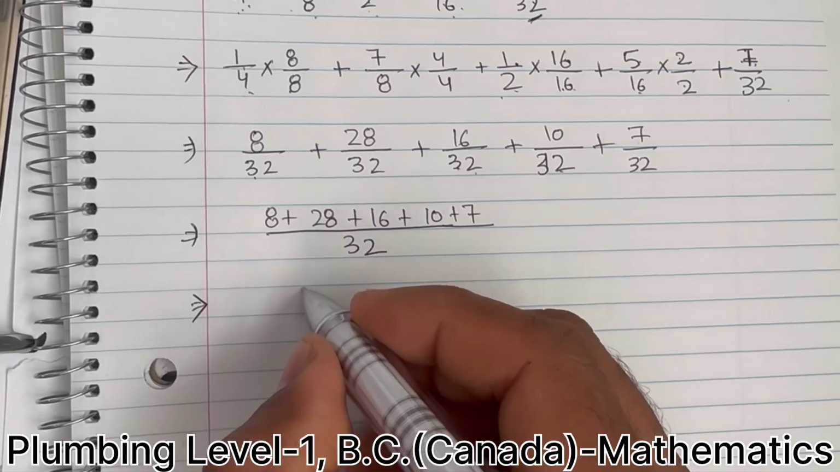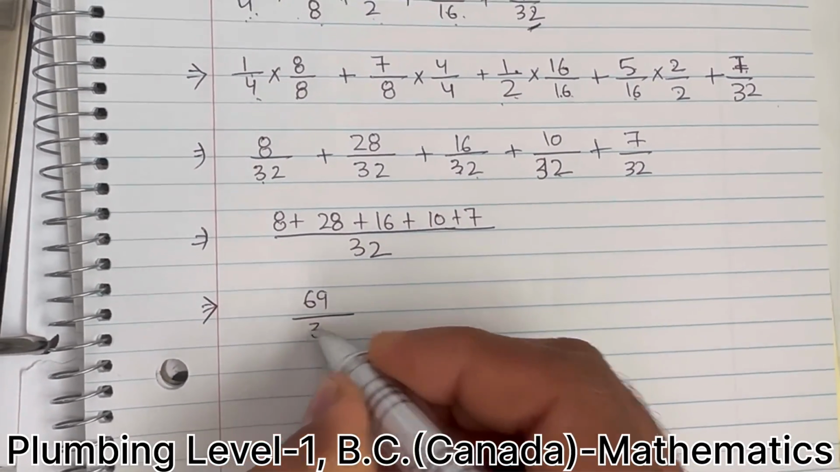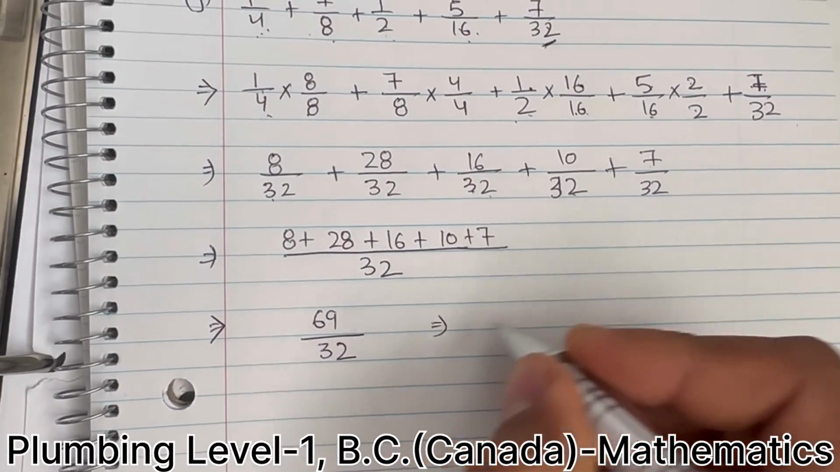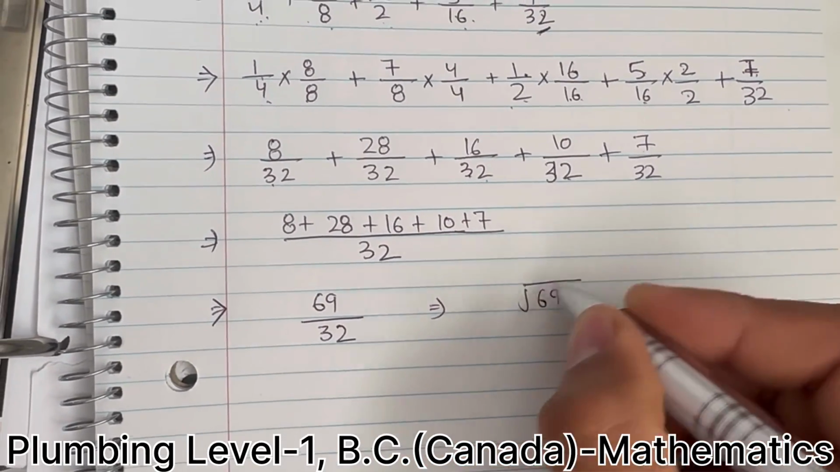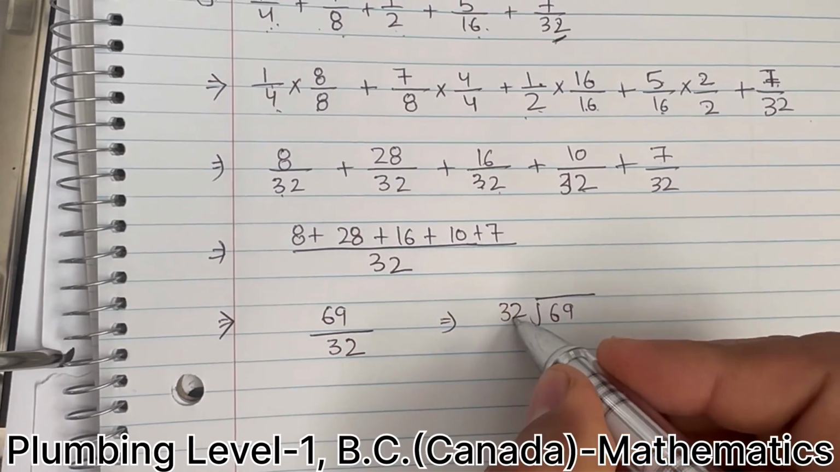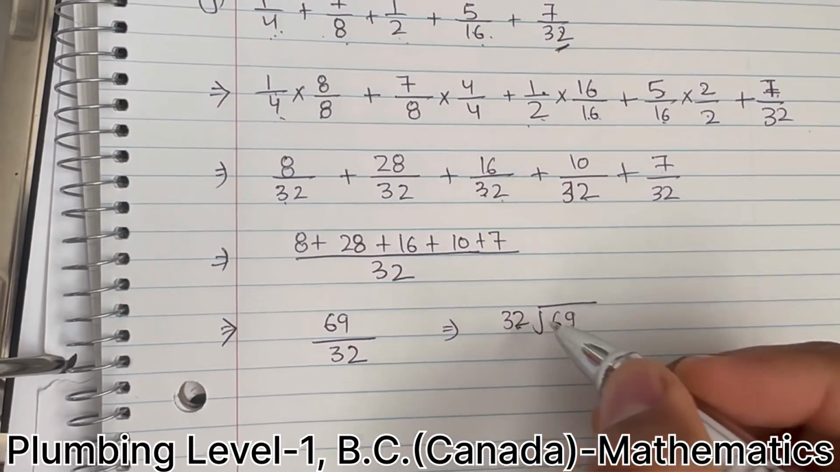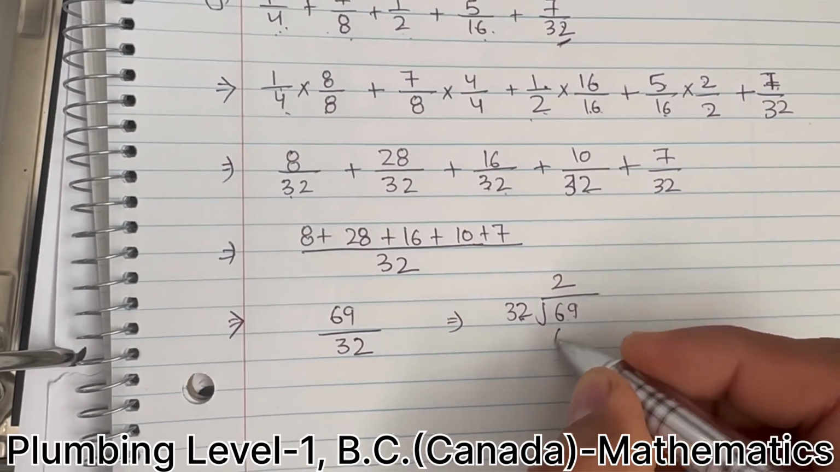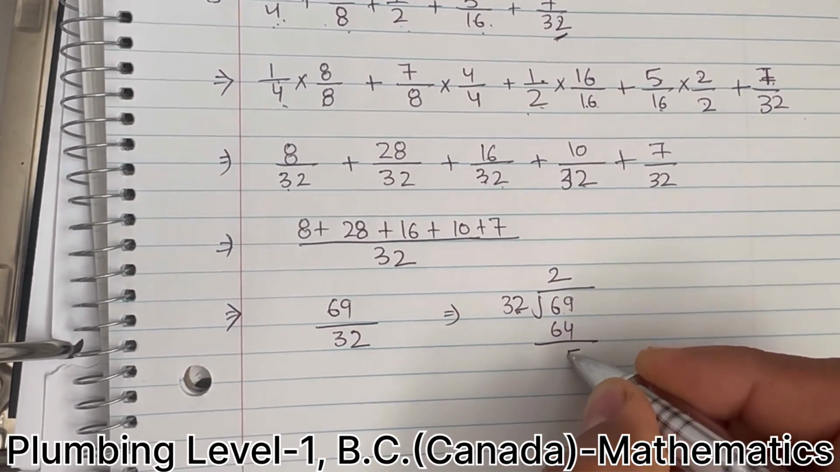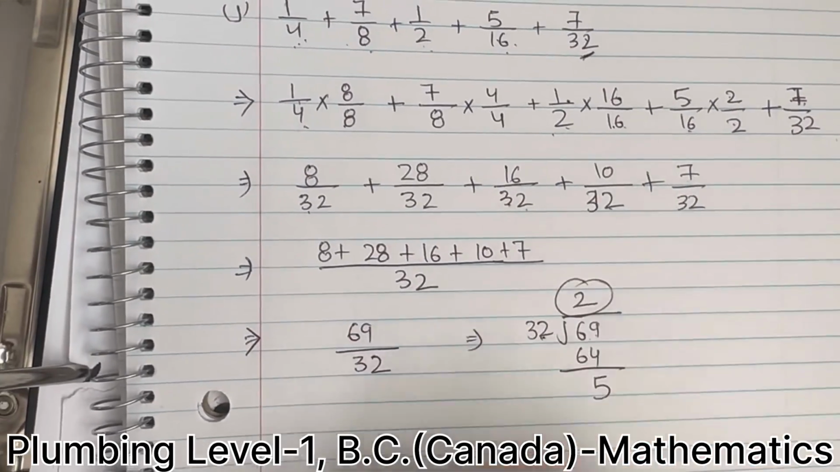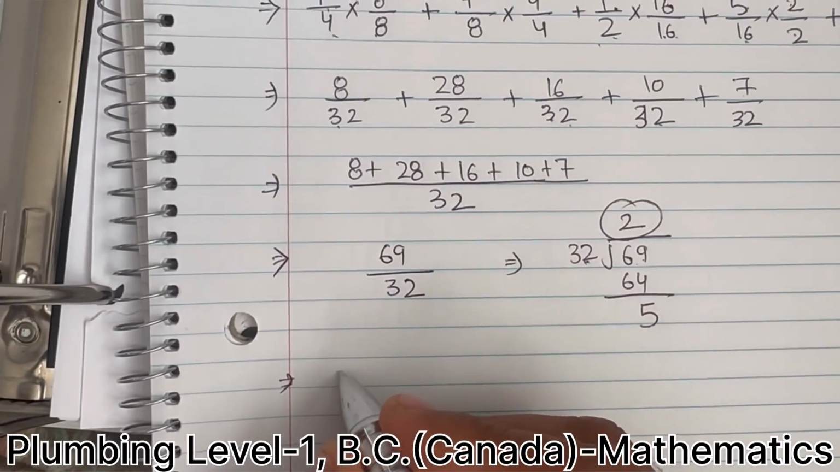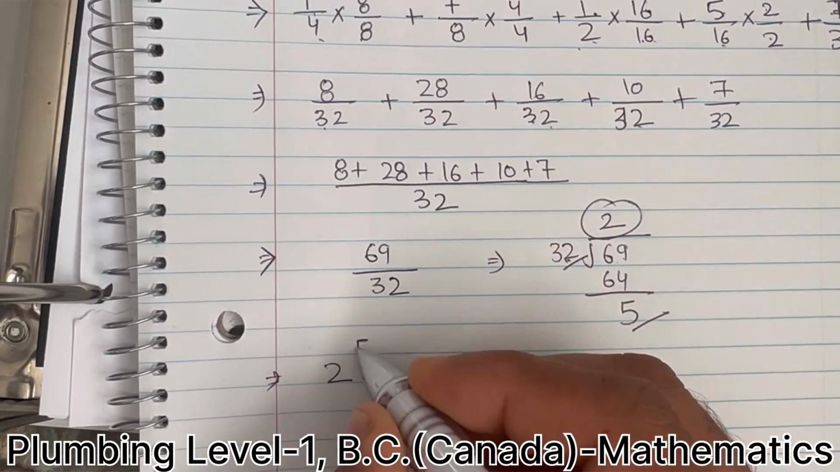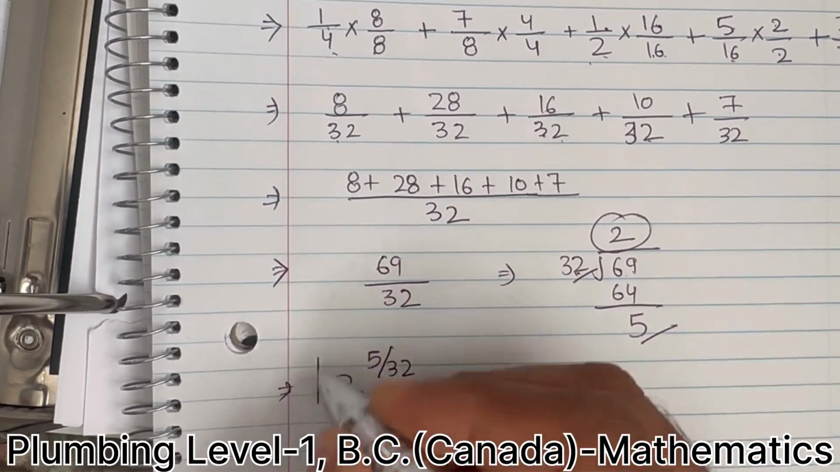The result will be 69 by 32, and now we have to change it to a mixed fraction. Then we can divide 69 by 32. 32 times 2 will be 64, and then we are left over with 5. Now 2 is the whole number here, so we can write 2 and then 5 by 32. So this will be our answer.